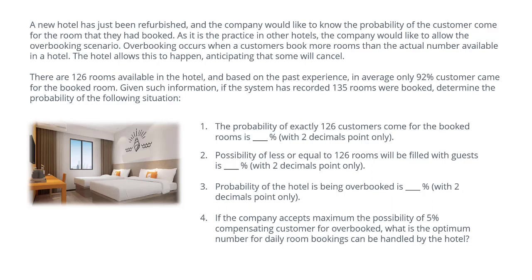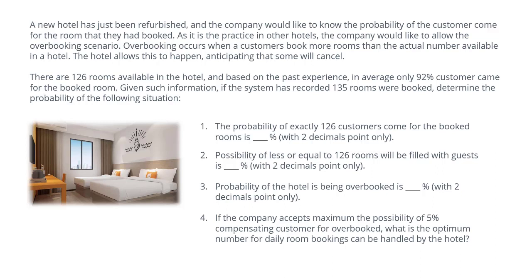Given such information, if the system has recorded 135 rooms booked, we're going to determine the probability of the following situations. First, the probability of exactly 126 customers filling the rooms that they have booked. We'll put it in percentage, as well as the probability of less than or equal to 126 rooms being filled with guests. And the probability of the hotel being overbooked means all 126 customers who booked come for their rooms, as well as the additional guests that we allow for additional bookings. What would be the probability of that?